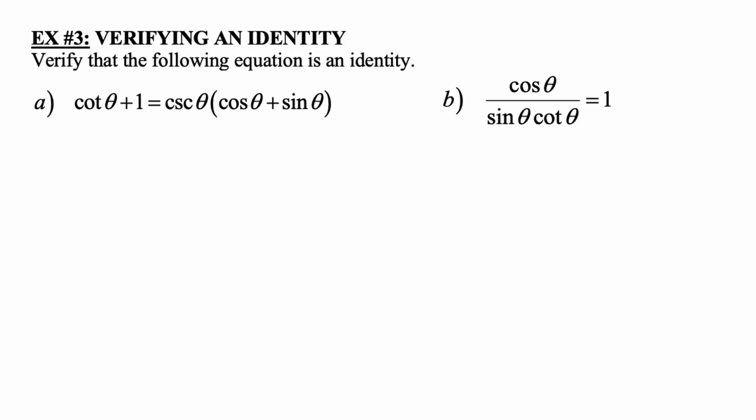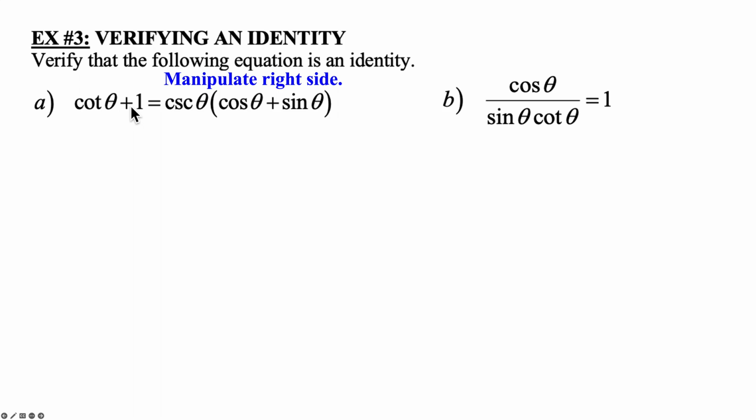All right, so here we go. Verify the following equation is an identity: cotangent theta plus 1 equals cosecant theta times the binomial cosine theta plus sine theta. And I hope you all agree with me that the right side is much, much worse than the left side. So we're going to manipulate this side.